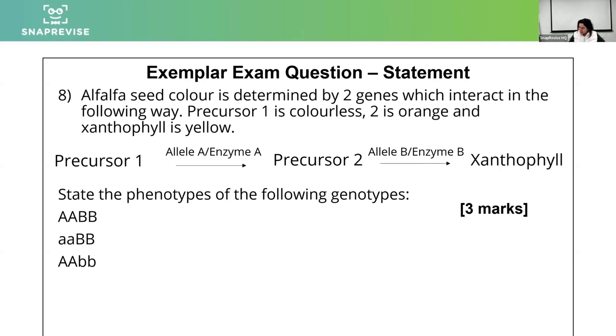I'm just going to give you answers real quick because we've really overrun. So this one is going to be yellow because xanthophyll is produced. This one is going to be colorless because precursor 1 wasn't able to be changed by enzyme A. And this one here is going to be orange because precursor 2 wasn't able to be converted to xanthophyll, which is yellow.